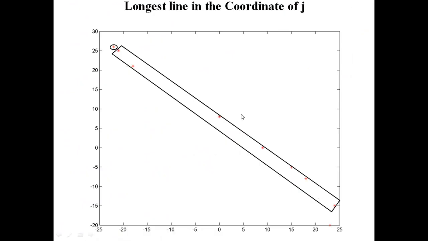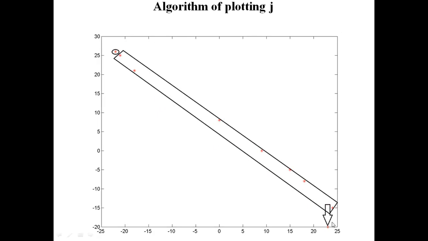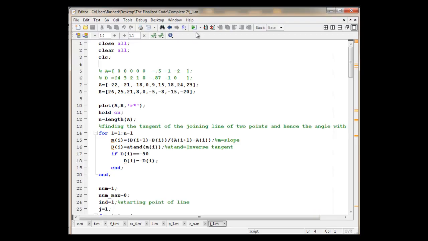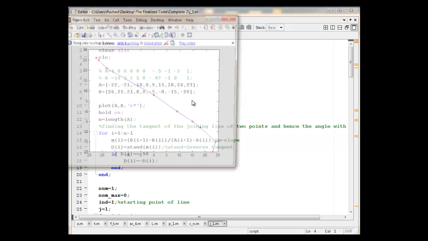The algorithm of small j is just as the algorithm for the straight line. The only new addition is that a higher tolerance for the line was used to join the crooked bottom. Here goes the code for J and here is the output.